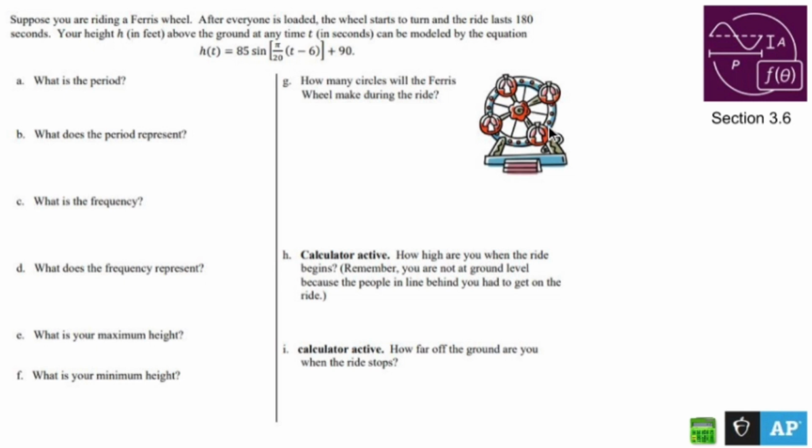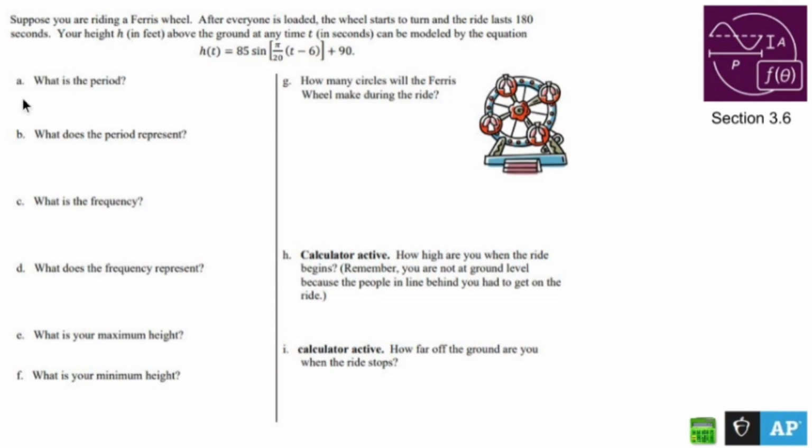So we've got quite a few things going on here. We see a Ferris wheel that revolves around. At certain points, it's probably going to repeat the process. So if you're here, you're going to hit this spot several times over the course of 180 seconds. You start out a certain amount of feet above the ground. You peak out at a certain amount of feet above the ground. Lots of stuff going on here, and we're going to end it by doing two calculator problems.